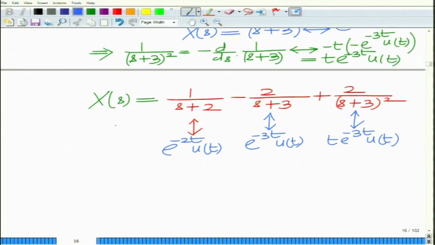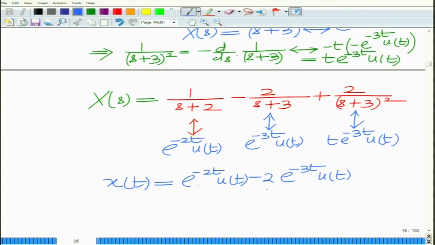So, therefore, the inverse Laplace transform of X(s) will be e raised to minus 2t u(t) minus 2 times e raised to minus 3t u(t) plus 2t e raised to minus 3t u(t). Okay. So, that is basically the final answer.